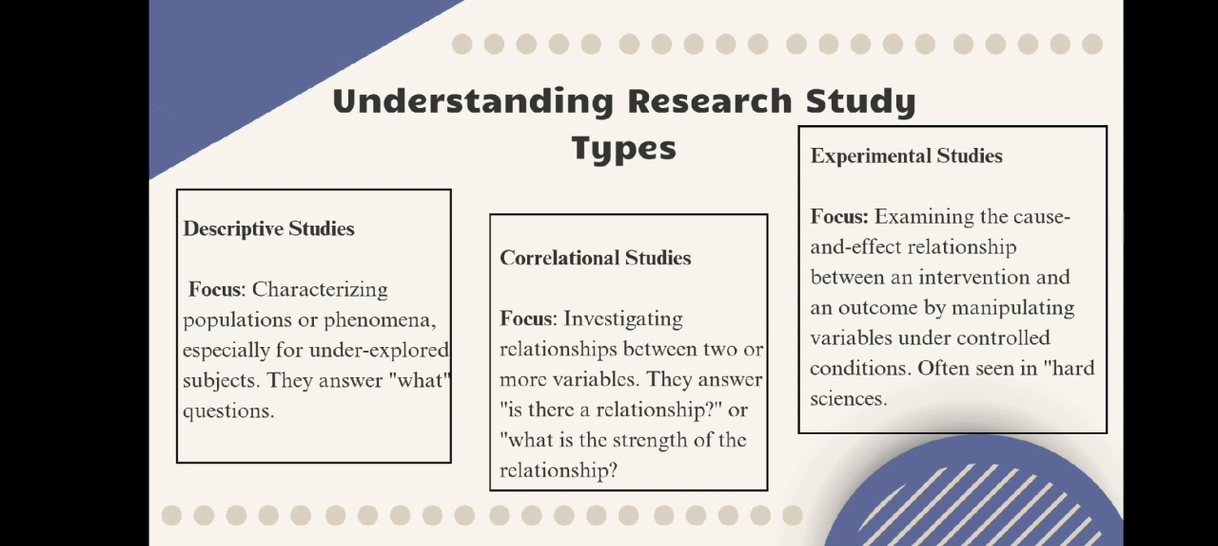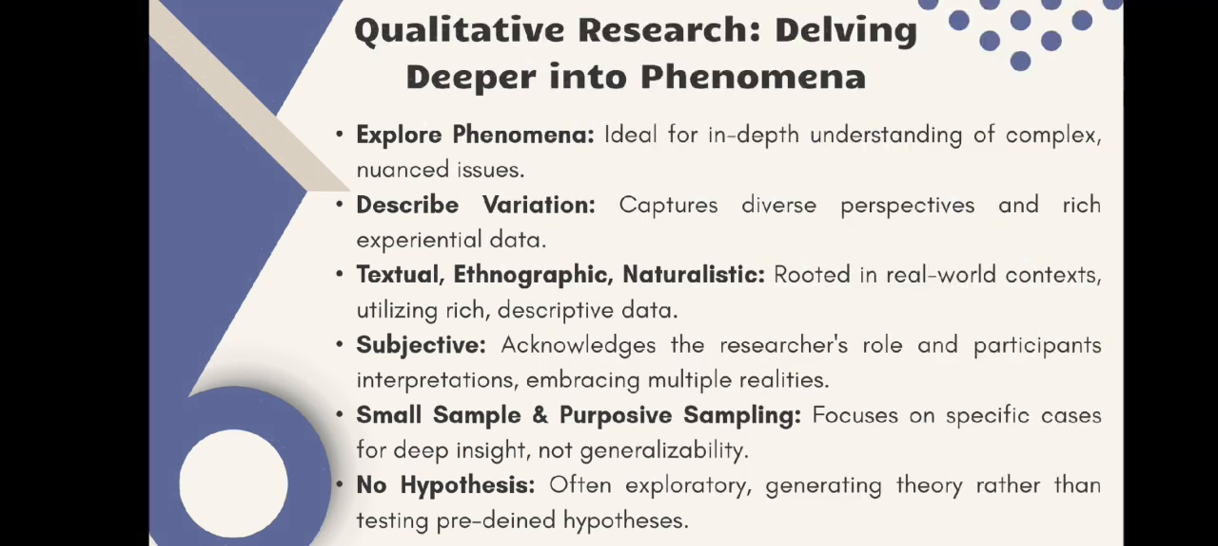It focuses on investigating the relationship between two or more variables, answering questions like is there a relationship or how strong is the relationship. The last one is experimental studies, which are designed to determine cause and effect by manipulating one variable or an intervention under controlled conditions to see its impact on an outcome, which is a method frequently used in scientific research.